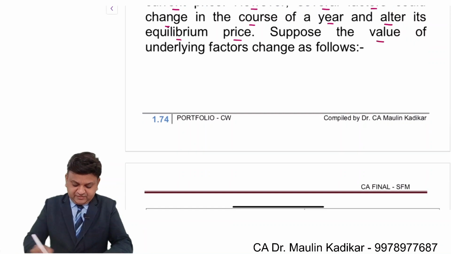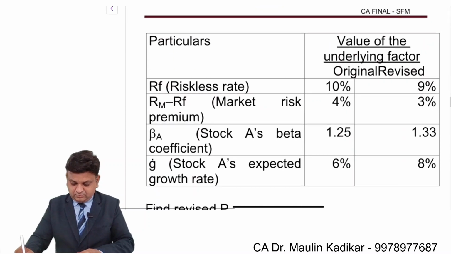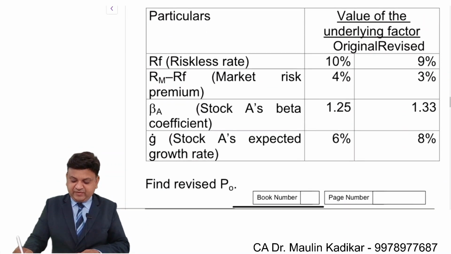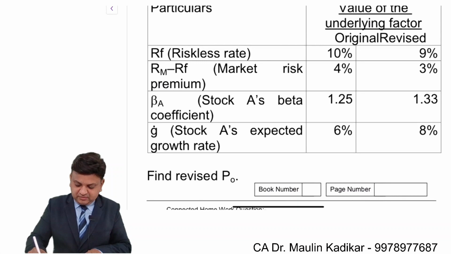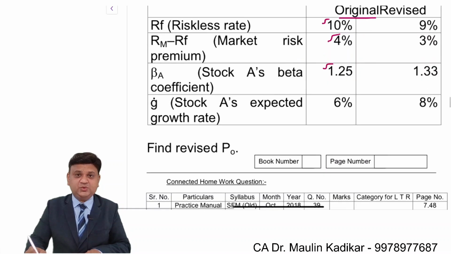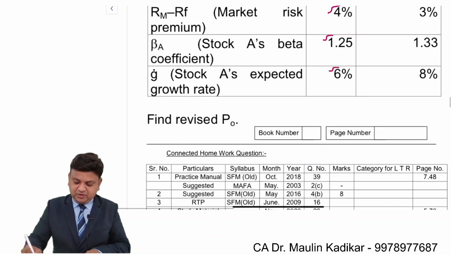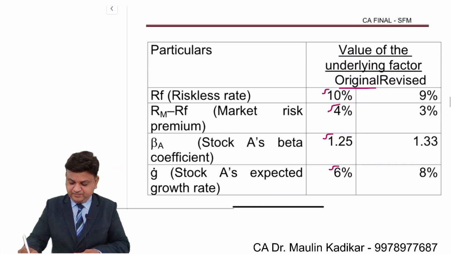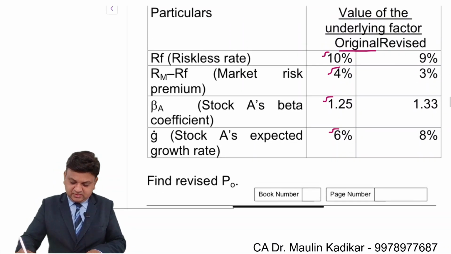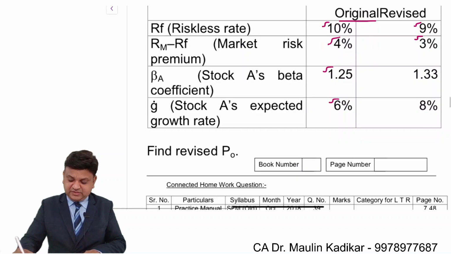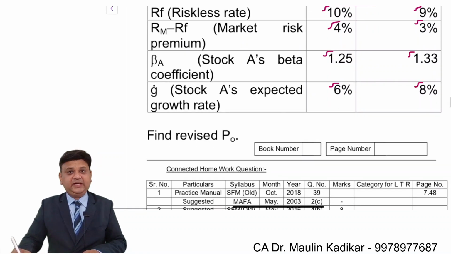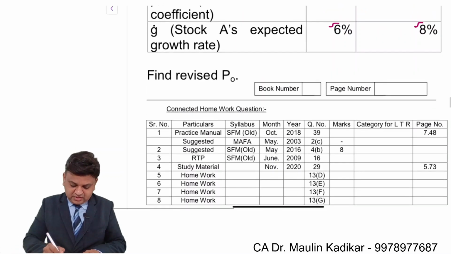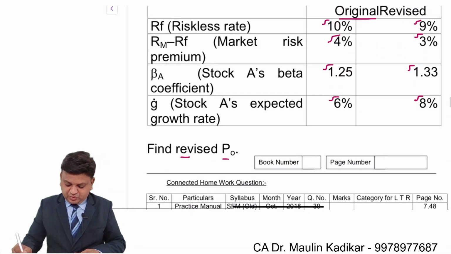Suppose the value of the underlying factors change as follows. Value of the underlying factor, original is given: RF is 10, RM minus RF is 4, beta is 1.25, and growth rate is 6%. Revised, RF is given, RM minus RF is given, beta is given, and again the growth rate is given. The question says you are required to compute the revised P0.